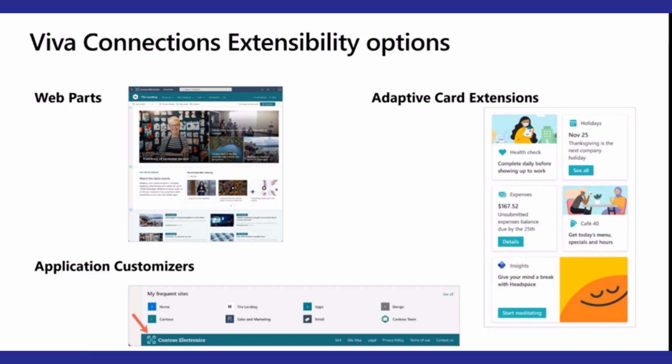Let's begin by looking at what Viva Connections extensibility options are available to you. The first is web parts. The second is application customizers, which allow you to create things like custom mega menus or footers or headers. But the one we're going to focus on today is the adaptive card extensions. These are adaptive cards that are small, square, or rectangular functional pieces of information that are relevant to your employees' experience on their job every single day.